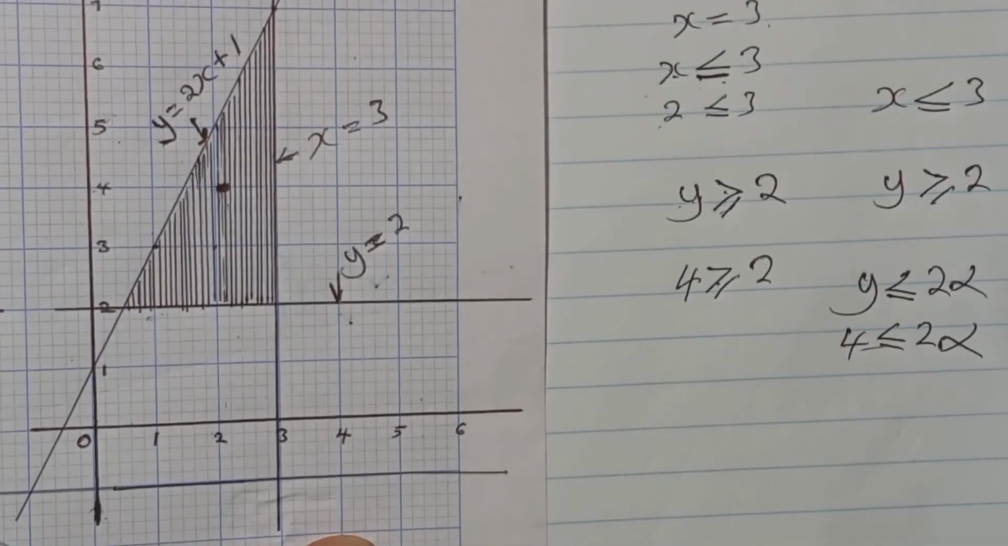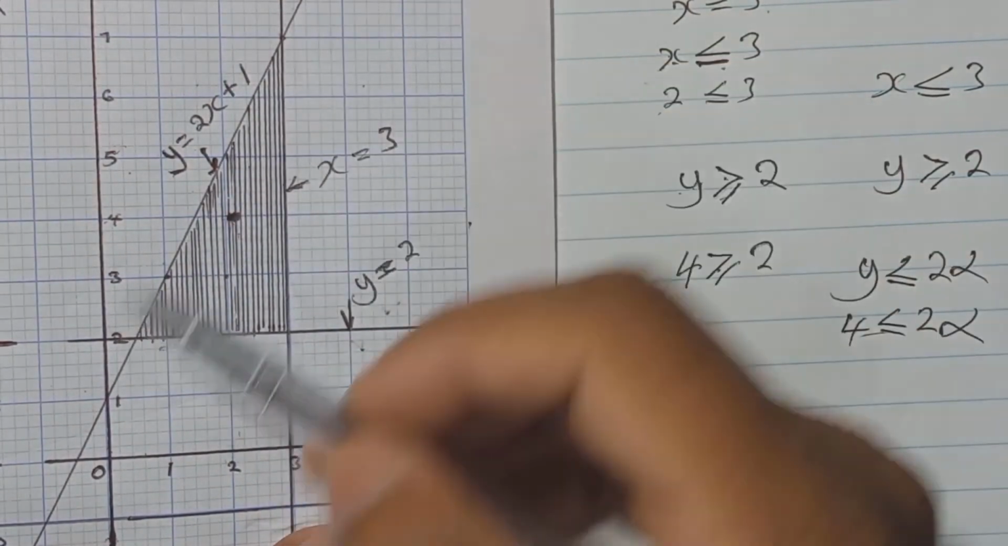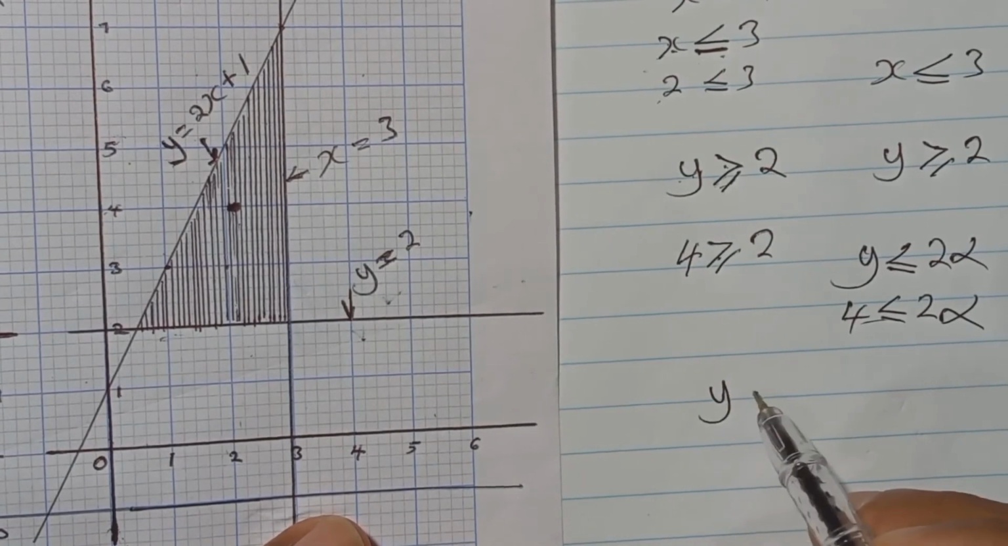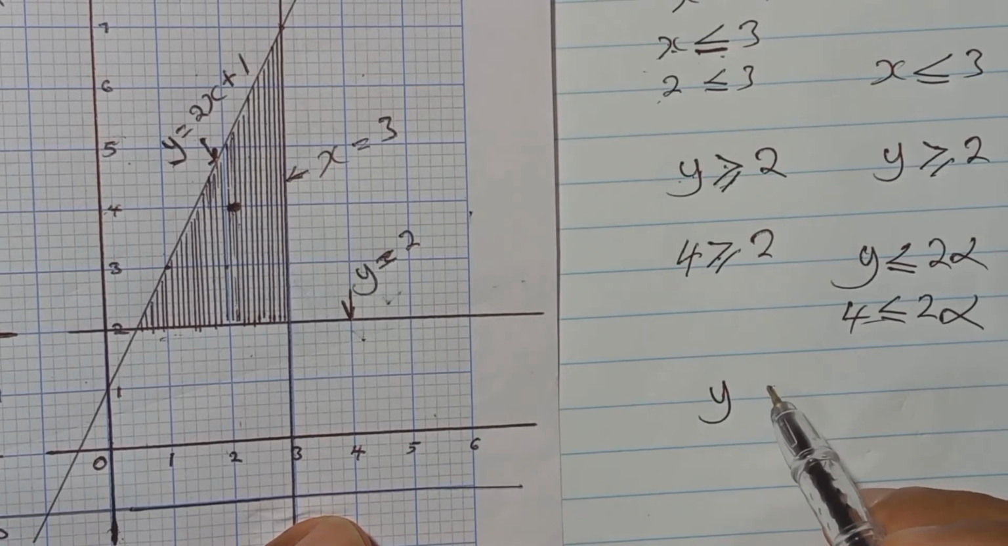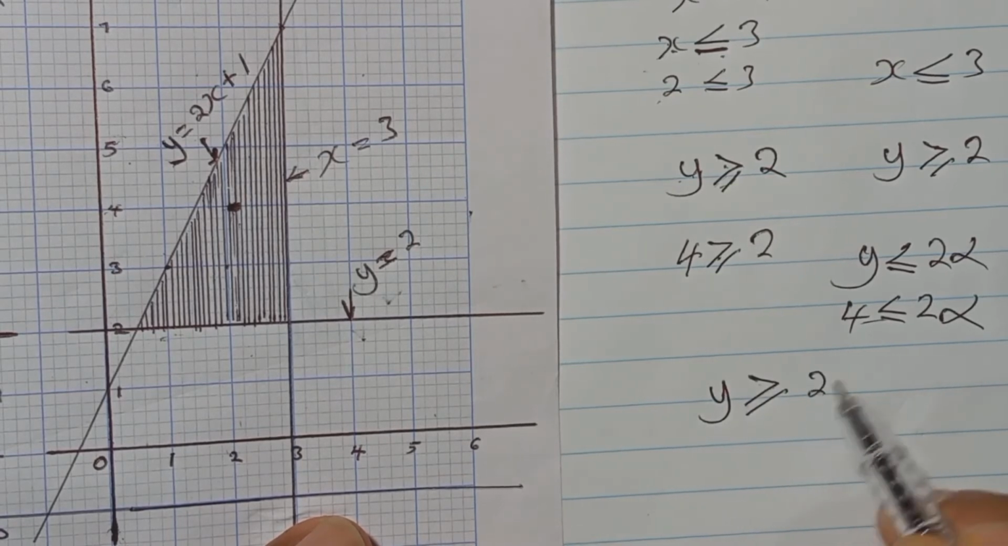Now we have to find the last one, a very important one. This is this one. Again, you can follow the same procedure: write the equation. Now we have y equals 2x plus 1. So I will put here y equals, and this time I will put greater than: y greater than 2x plus 1.